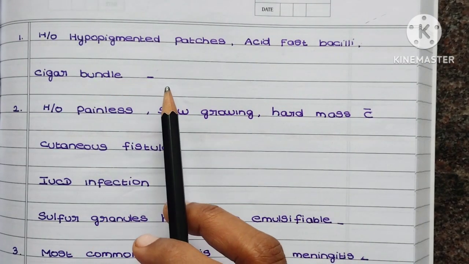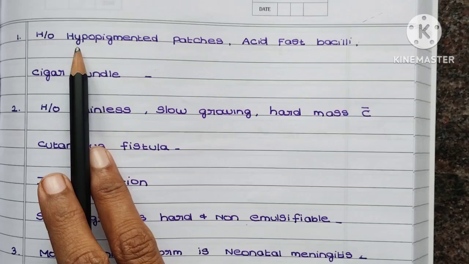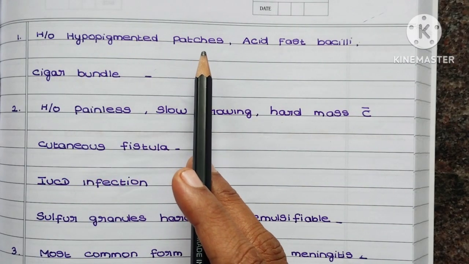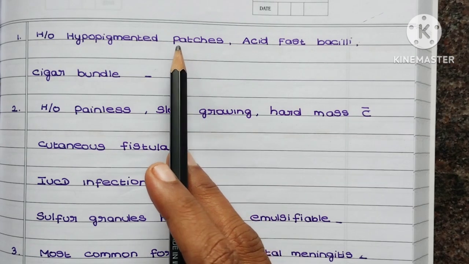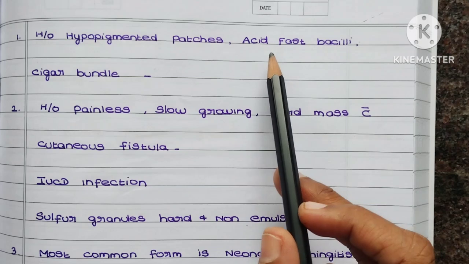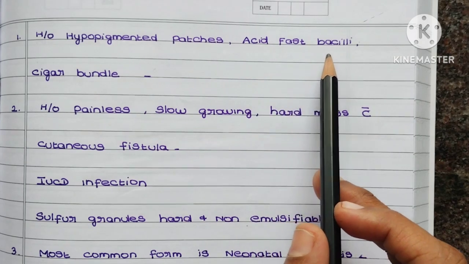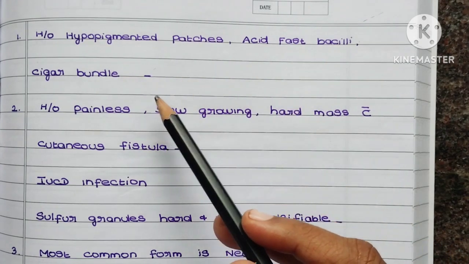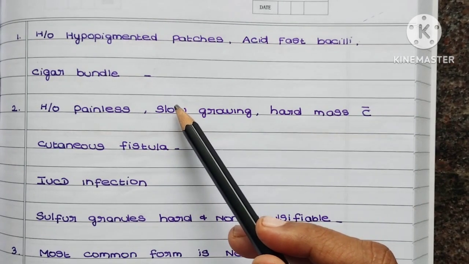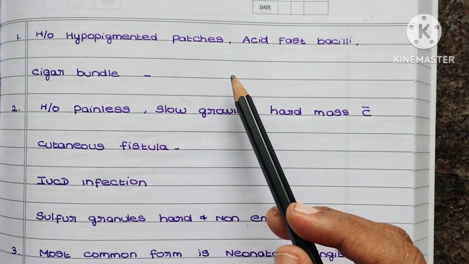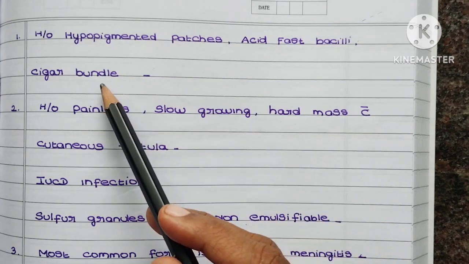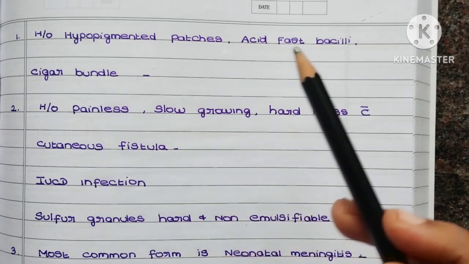Okay, so usually the history will mention hypopigmented patches, that is, it can be a macule or, straightforwardly, it can be given as a patch. But one thing you want to remember is whether they have given the words acid fast bacilli, or they can simply say the bacilli have been arranged like a cigar bundle appearance. Okay, so they won't give the clues very clearly.